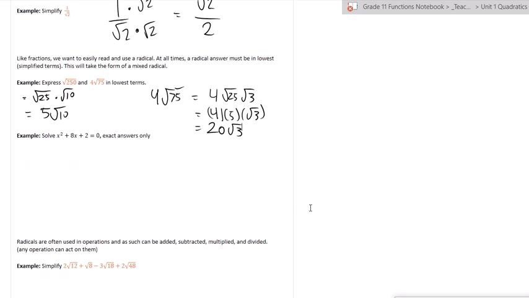Okay, let's go ahead and solve. We're going to use the quadratic formula here. So we have A as 1, B as 8, and C as 2.